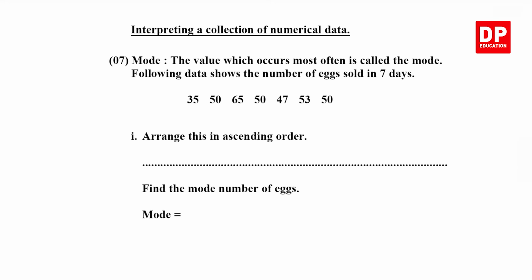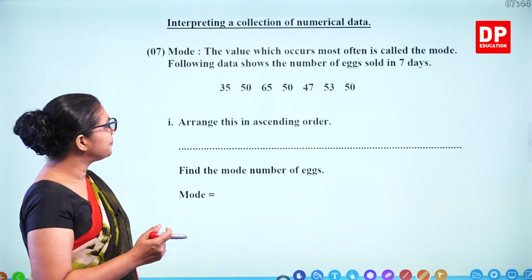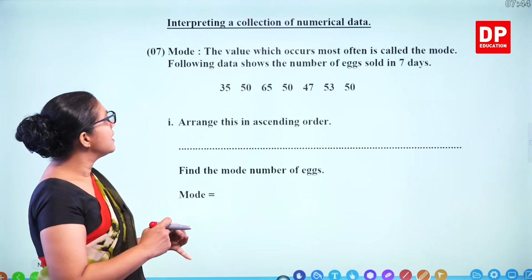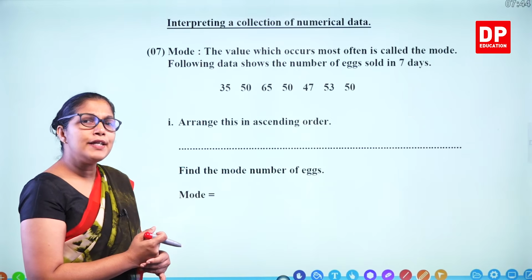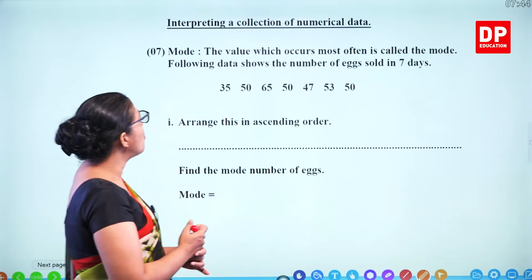Interpreting a collection of numerical data. So what are the measurements that we can take? Mode, median, mean. So what's the mode value? The value which occurs most often is called the mode.